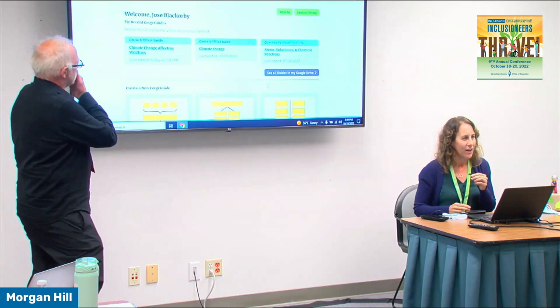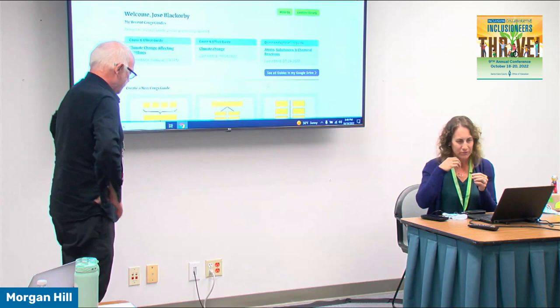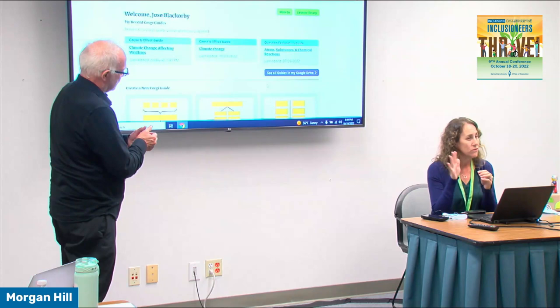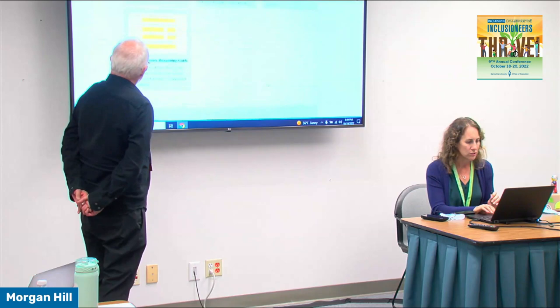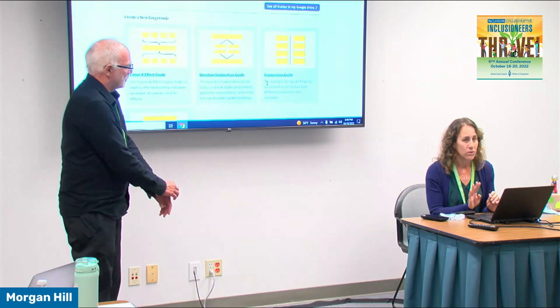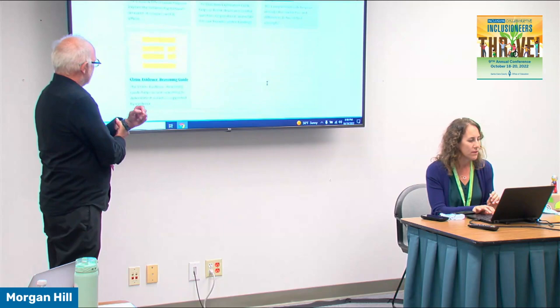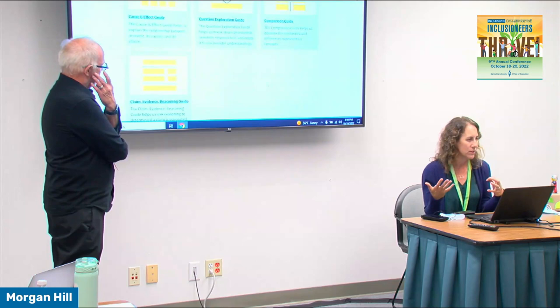Hi. So I'm just going to give you a little look at the tool now that we've given you the history. This is the home page. Once you've logged in using your Google account, this would be the page. Since I've already been in here, it has my most recent Corgi guides. We have four different guides that we've created: a cause and effect guide, a question exploration, a comparison, and a CER. Those are the guides we've created so far, but we hope in the future to make more guides that help the kids expand their higher order thinking.